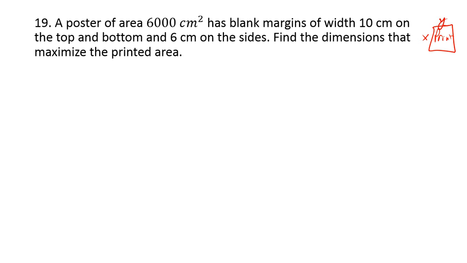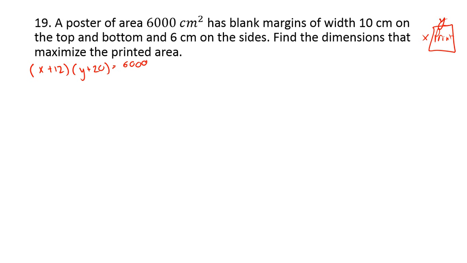Okay. Now, if you want to do the whole poster, you'll have to add in the margins around the side, which added to both sides, you would add 20 and you would add 12, okay, because you've got 10 on the top, 10 on the bottom, 6 on the left, 6 on the right. And so you would have x plus 12 times y plus 20 is equal to 6,000. Okay.